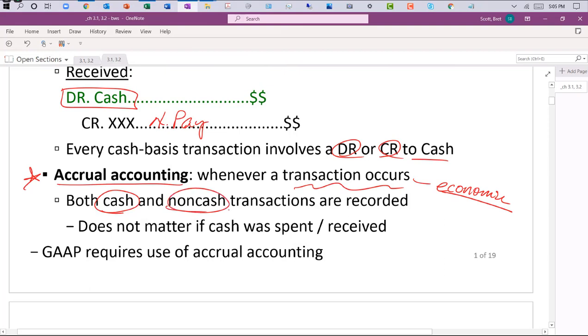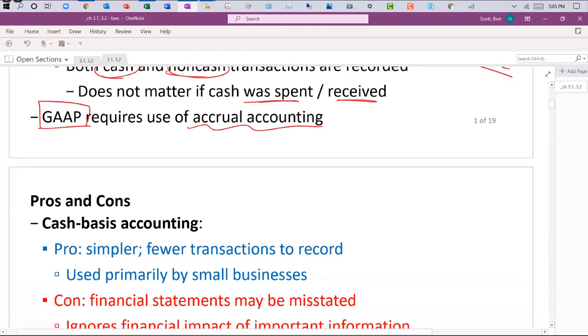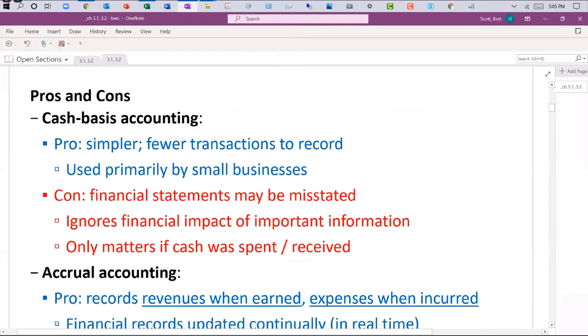We want to be more thorough with our accounting. That's why accrual basis accounting works for us. It does not matter if cash was spent or received. We will record a transaction regardless of whether or not cash was spent or received. GAAP, generally accepted accounting principles, requires use of accrual accounting. So it's a bit of a beast, but the reality is if you know accrual accounting, any other type of accounting is generally easier from there.